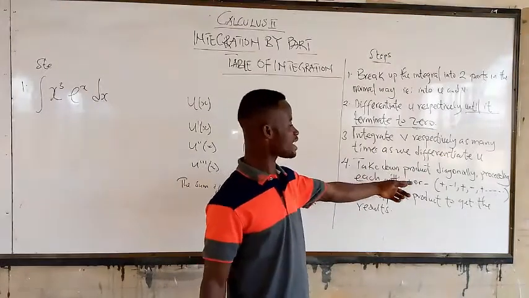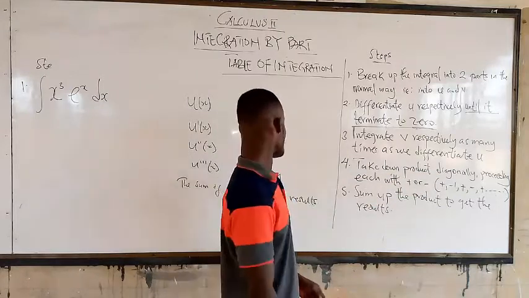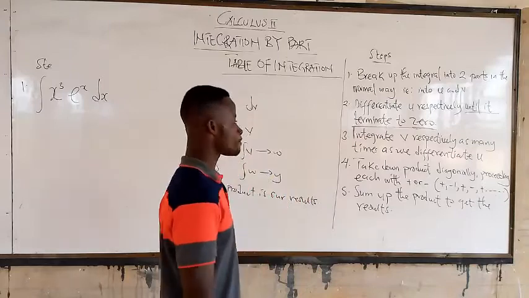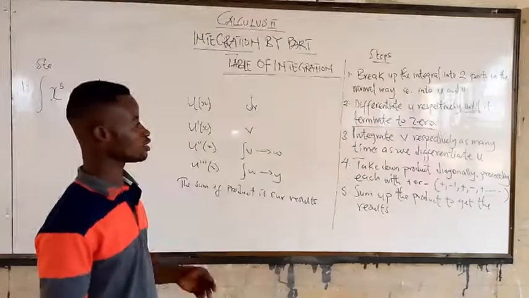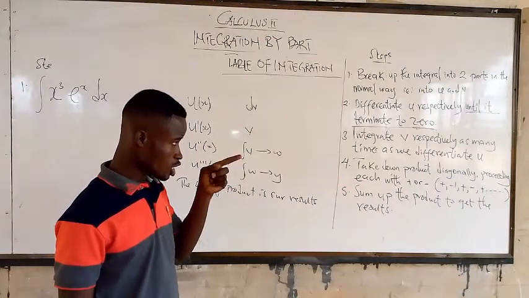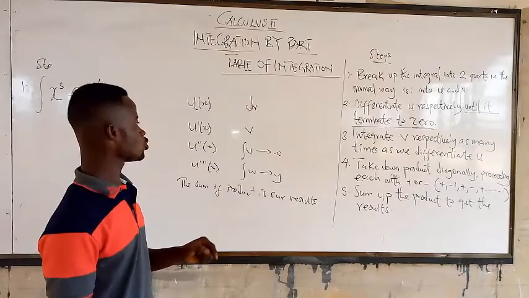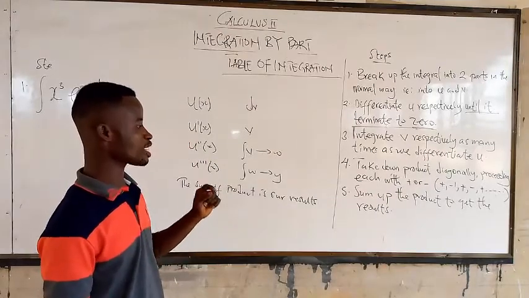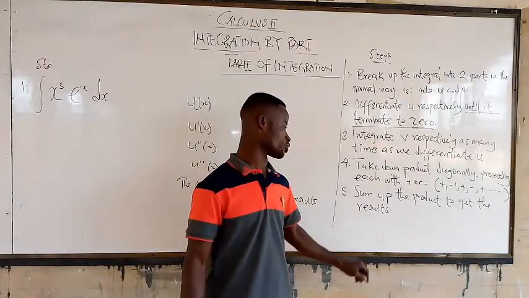Four, take down the product diagonally. That means that we will multiply it diagonally, preceding each term with plus or minus. So you'll be adding plus, minus, plus, minus, plus. Now, five, sum up the products to get the result.